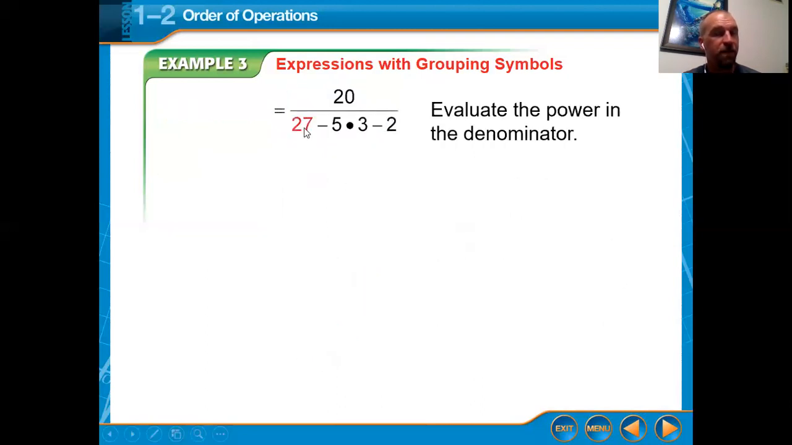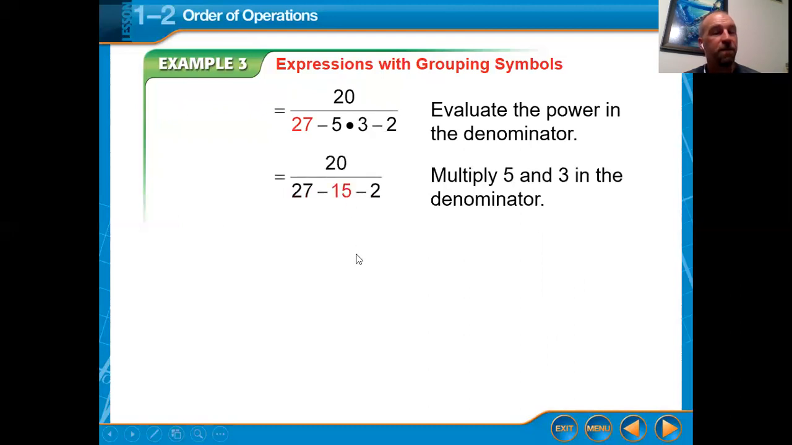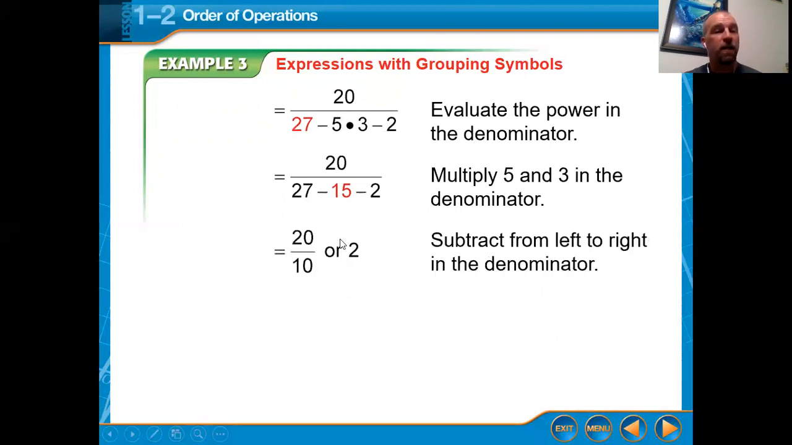Here's my 27. Now I have a subtraction, a multiplication, a subtraction. I'm going to multiply the 5 times 3 before I do any subtractions. 5 times 3 is 15. 27 minus 15 is 12. And then 12 minus 2 is 10. So I have 20 in my numerator, 10 in my denominator. My final step is to divide because it's a fraction. And 20 divided by 10, final answer 2.